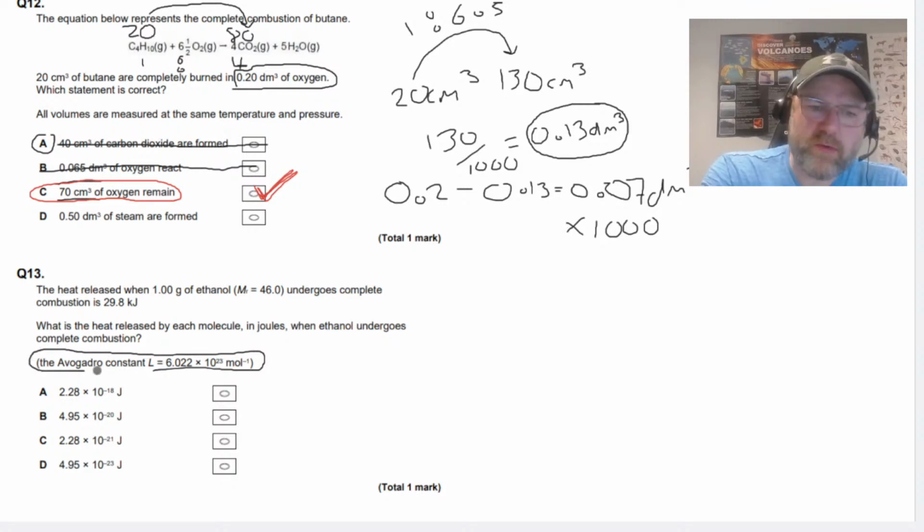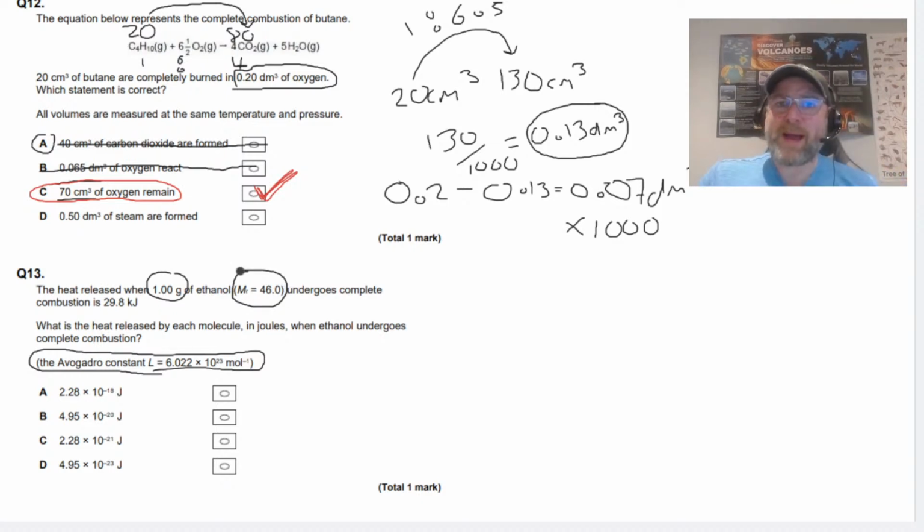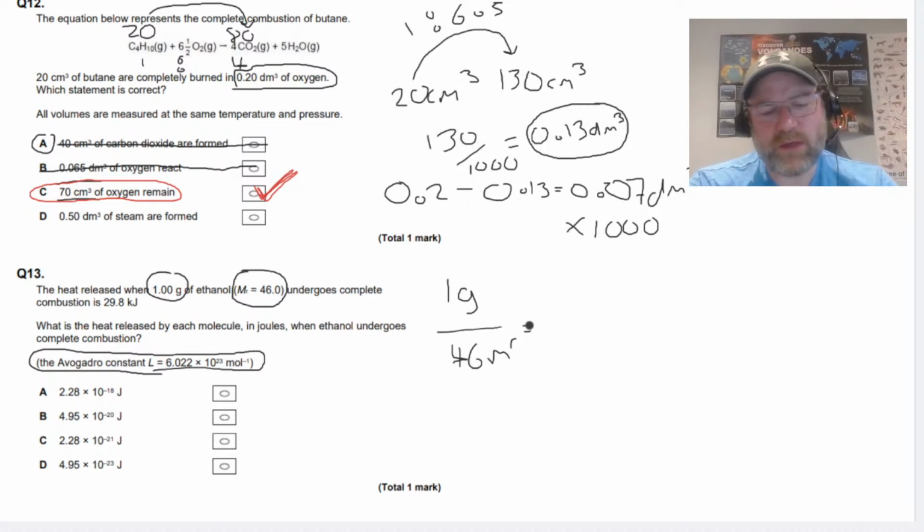This tells you the number of particles in 1 mole. What is the heat released by each molecule in joules? So how much does 1 molecule of this ethanol release? They've given us the energy for 1 gram. First thing to do: you've been given grams, so what do you do when someone gives you mass? You find the moles. They're giving us mass, and 2 words later they're giving us the MR. So we're going to do 1 gram over 46 as the MR.